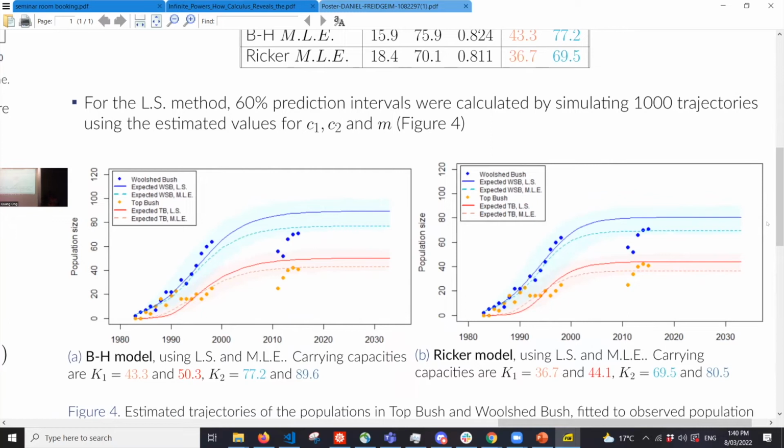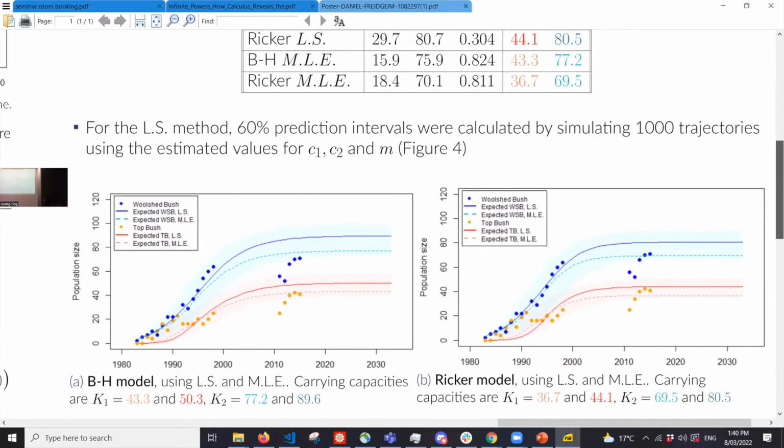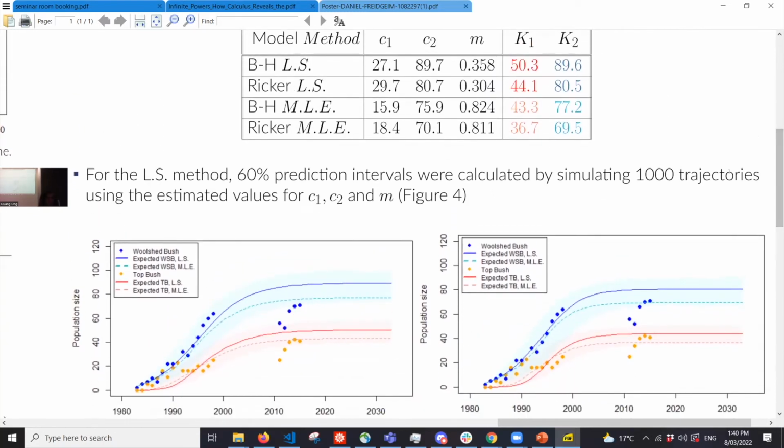And these are the lines showing the parameter estimates and estimates of the carrying capacity for the Beverton-Holt and the Ricker models. The two models, Beverton-Holt on the left, Ricker on the right, and for different estimation methods, maximum likelihood and least squares.